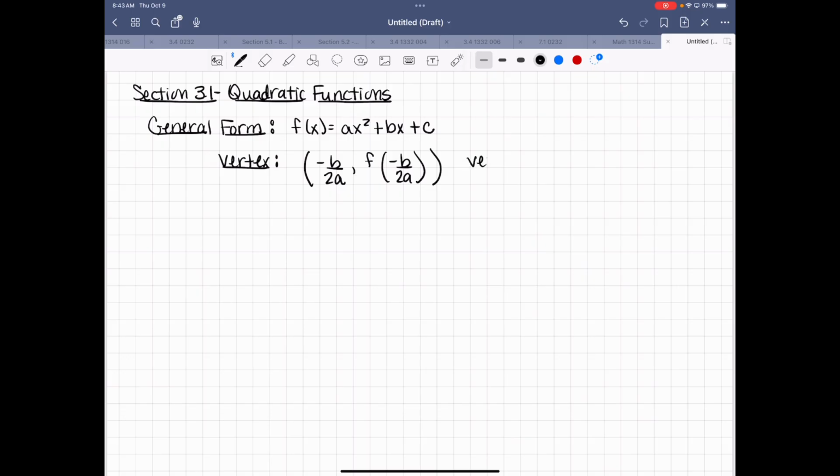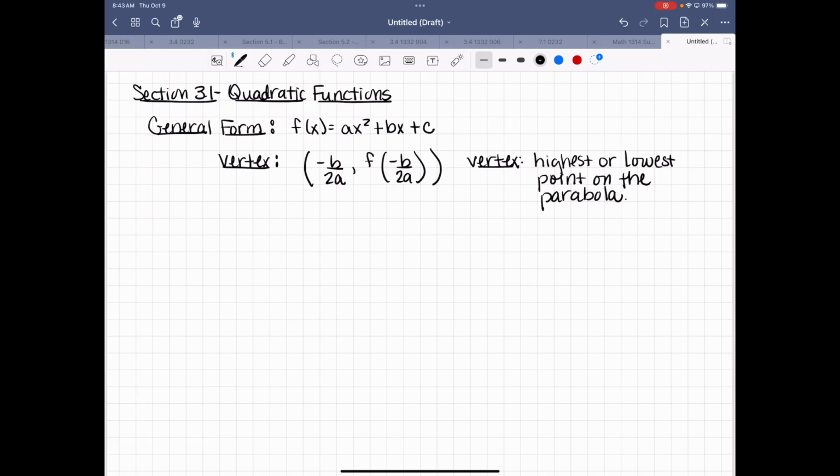We'll go ahead and define the vertex of a quadratic function, and it is the highest or lowest point on the parabola. Now, a parabola is the actual graph, the shape of the function that a quadratic makes, okay? I'm going to wait to draw it.